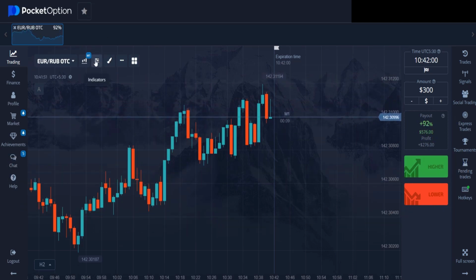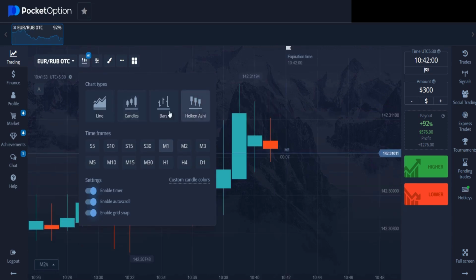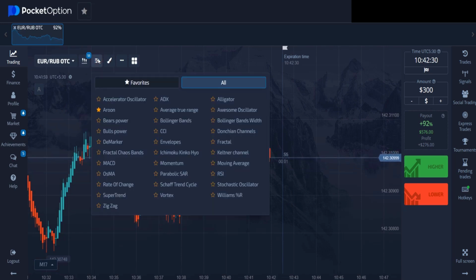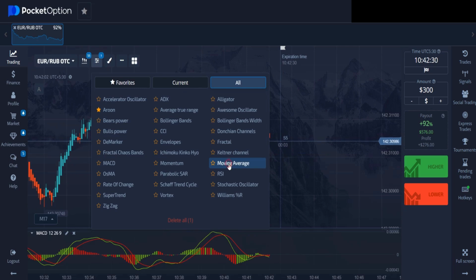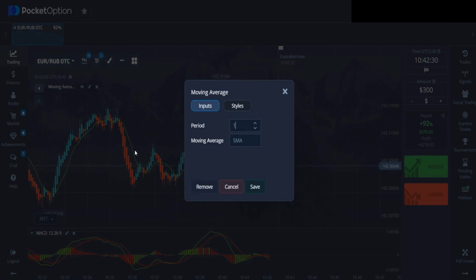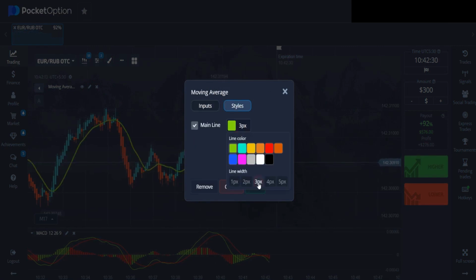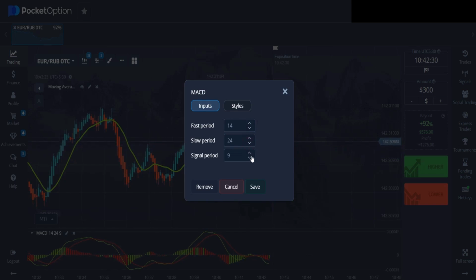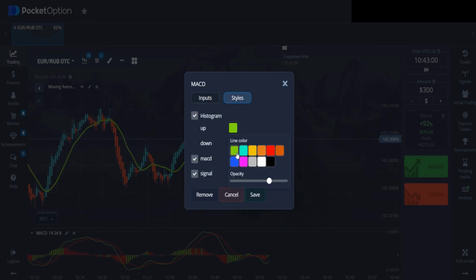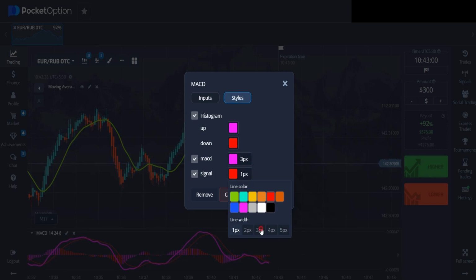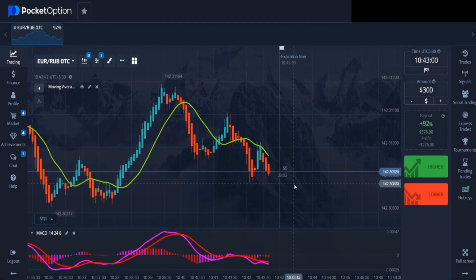Let's get started by setting up your chart. First, choose the Heikin Ashi candle type and set the time frame to 5 seconds. Next, add two indicators, the MACD indicator and the moving average indicator. Set the moving average indicator to a 14-period simple moving average. For the MACD indicator, configure the fast period to 14, slow period to 24, and signal period to 8. So now the chart is ready to implement our strategy.